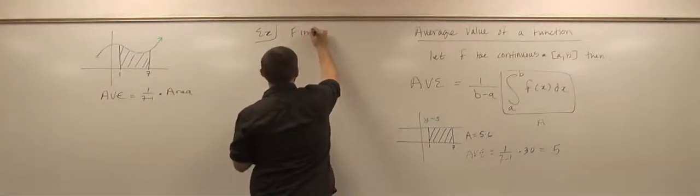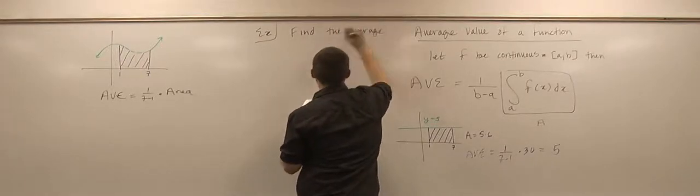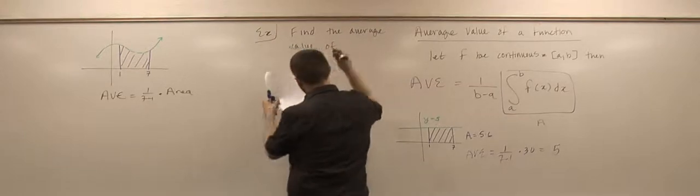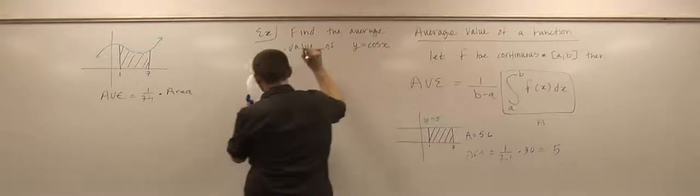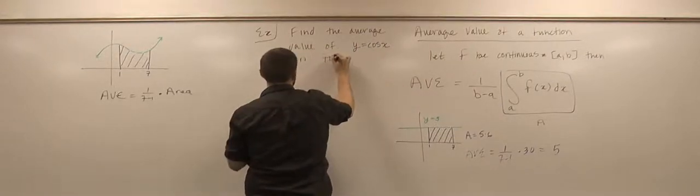Find the average value of y equals cos x on the interval pi over 2 to pi.